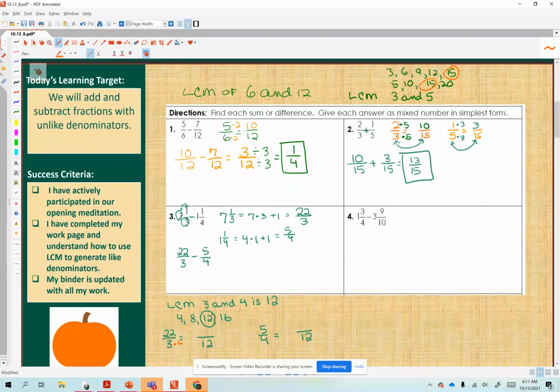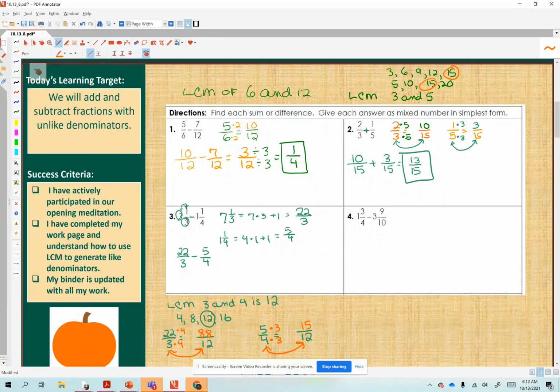So I know that 3 times 4 is 12. So I will multiply the numerator times 4, and 22 times 4 is 88. I know that 4 times 3 is 12, so I will multiply the numerator of 5 times 3 to get 15. So now, remember, these are our equivalent fractions. 22/3 is 88/12, 5/4 is 15/12.